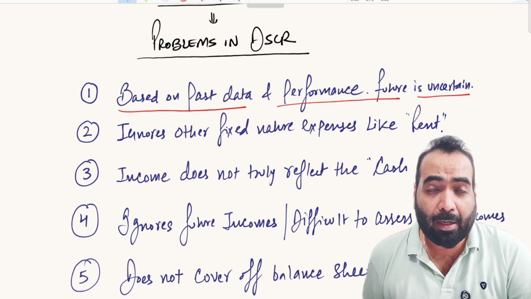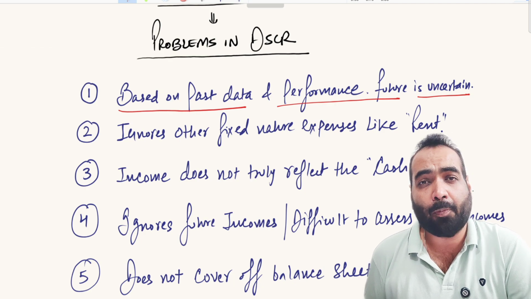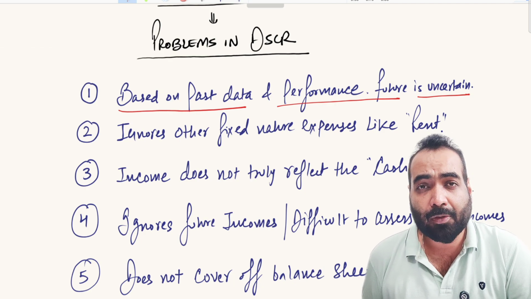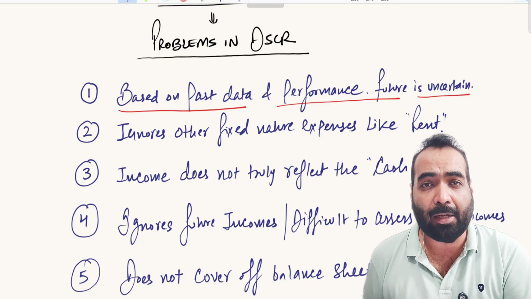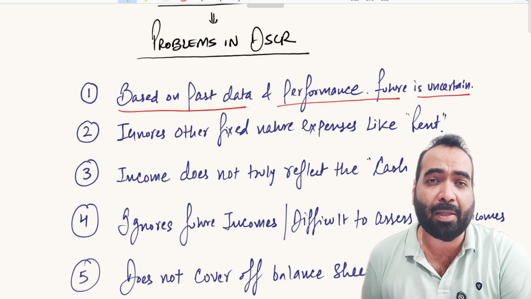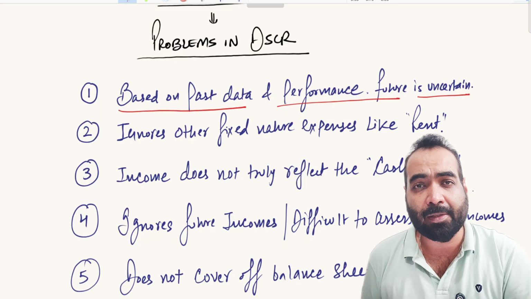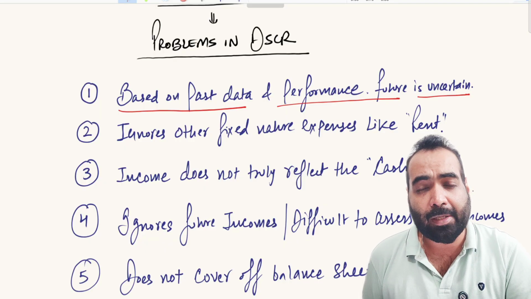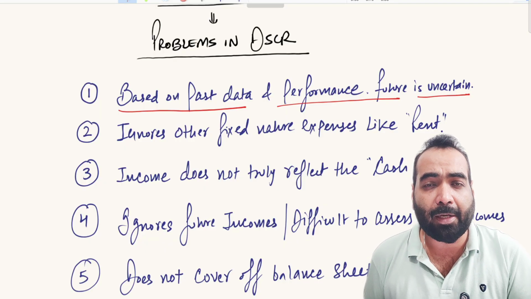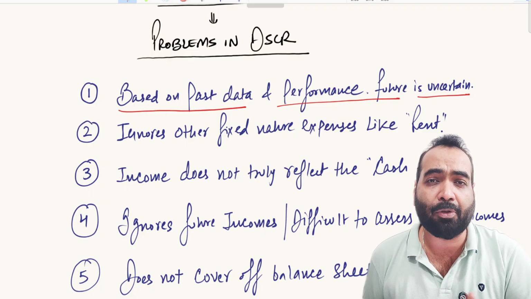But alternatively speaking, there is no other option for us also, right? There is no other method that I can tell you to use instead of DSCR to calculate future earnings. The future is always uncertain, so this shortcoming will always remain irrespective of which ratio we are calculating.